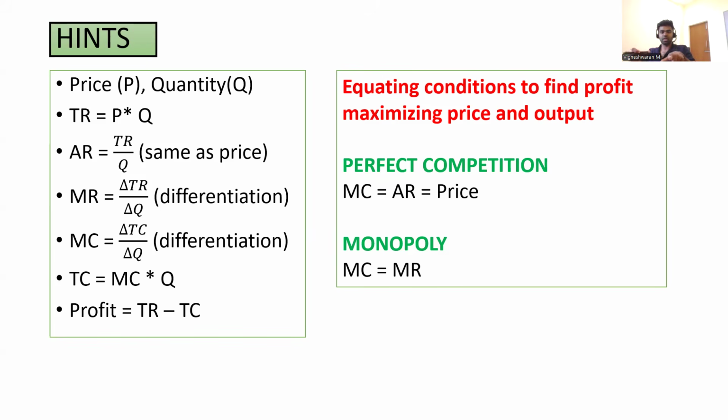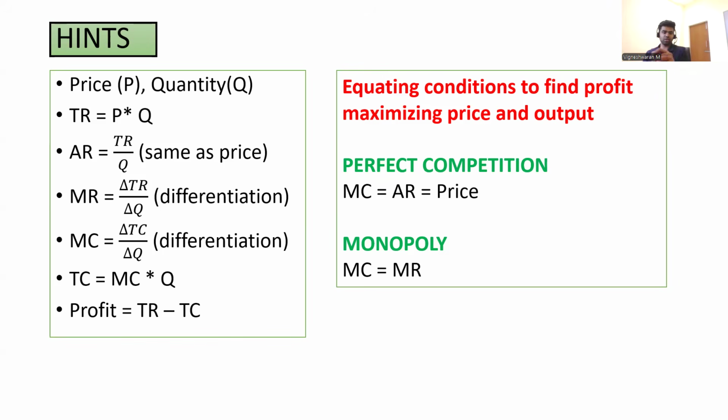So again, perfect competition: MC is equal to AR. In monopoly: MC is equal to MR. In monopoly, you can see three M's will be there, the M in monopoly, MC and MR. So monopoly means there will be three M's. In perfect competition, MC is equal to AR.